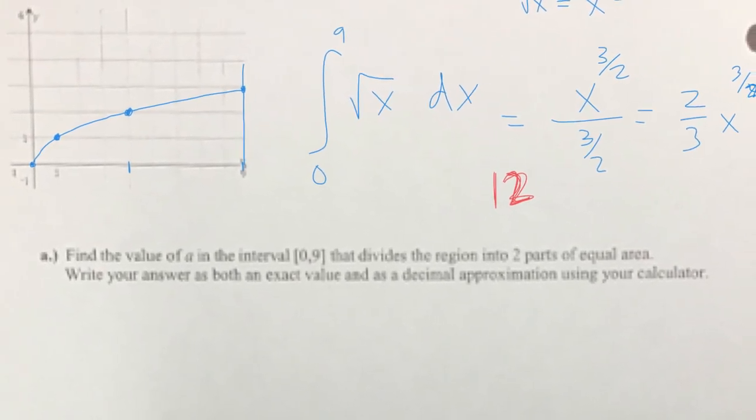Find the value of A on this interval that divides the region into 2 equal parts. So there is some line in here somewhere that we're calling A that makes each of these into 6 square units. That's what we want. Find it as an exact value and a decimal approximation. So let's see how we do that.